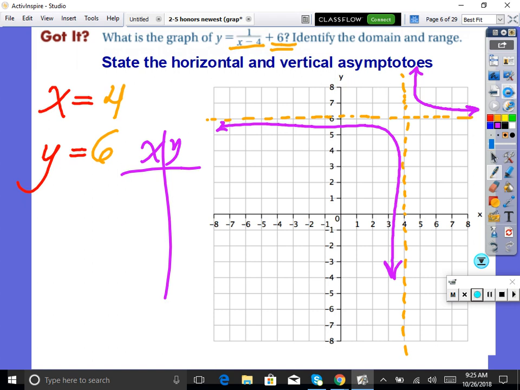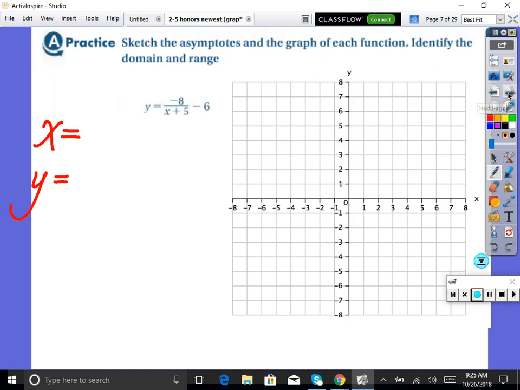Awesome. Okay, I won't graph this one, but I want to point something out here. We have a negative on top here. That will not affect this, will it? Where would our vertical asymptote be? X equals negative 5. So then I would graph that, and then my horizontal asymptote would be at negative 6.